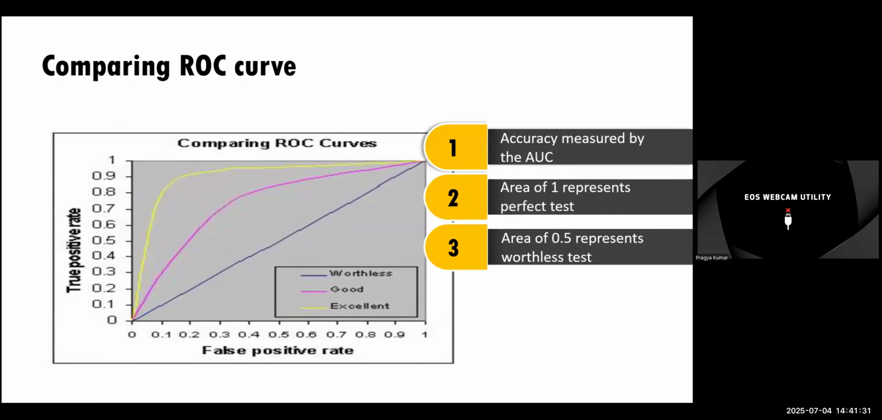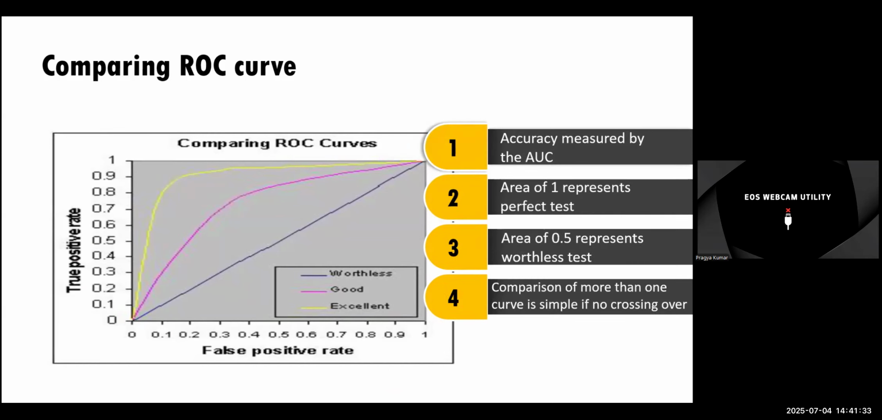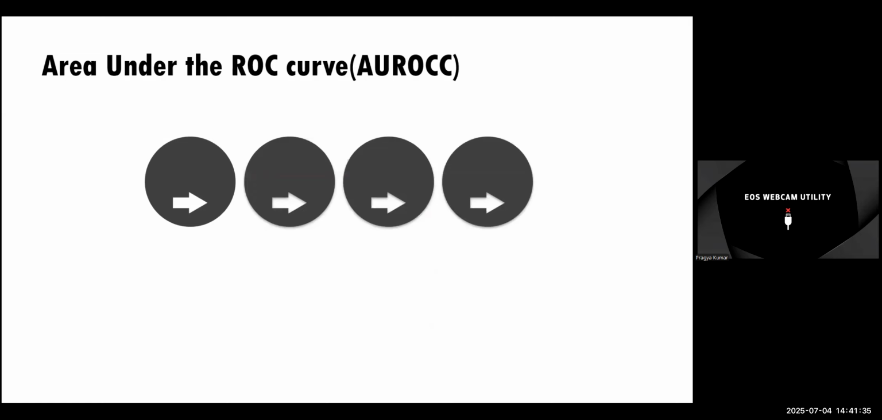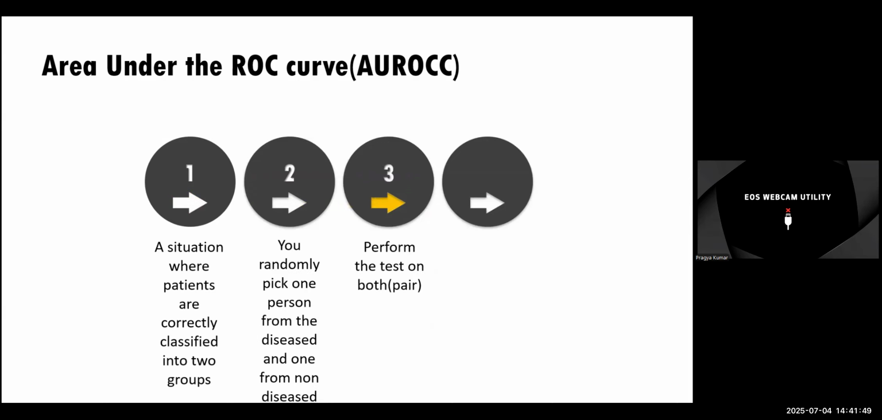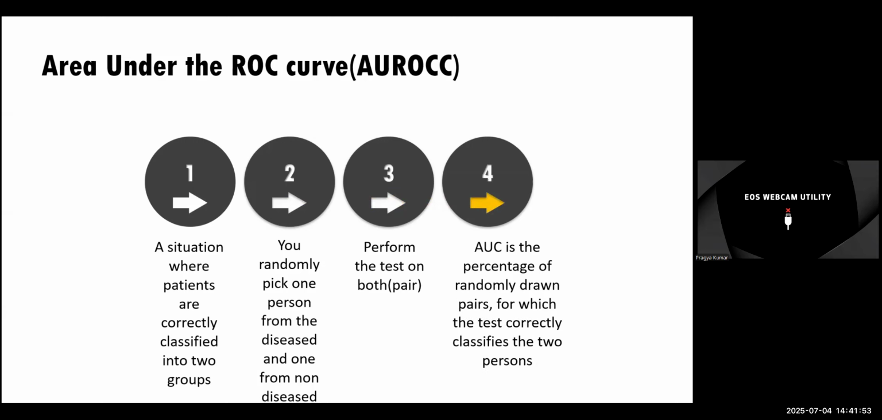So I think we have done this comparison. You can compare more than two. So what is this area under the curve? Basically, this area under the curve is a situation where patients are collectively classified into two groups. So if you make a pair of people, one with disease and one without disease, this area under the curve tells you what is the percentage of correctly classifying the two people.